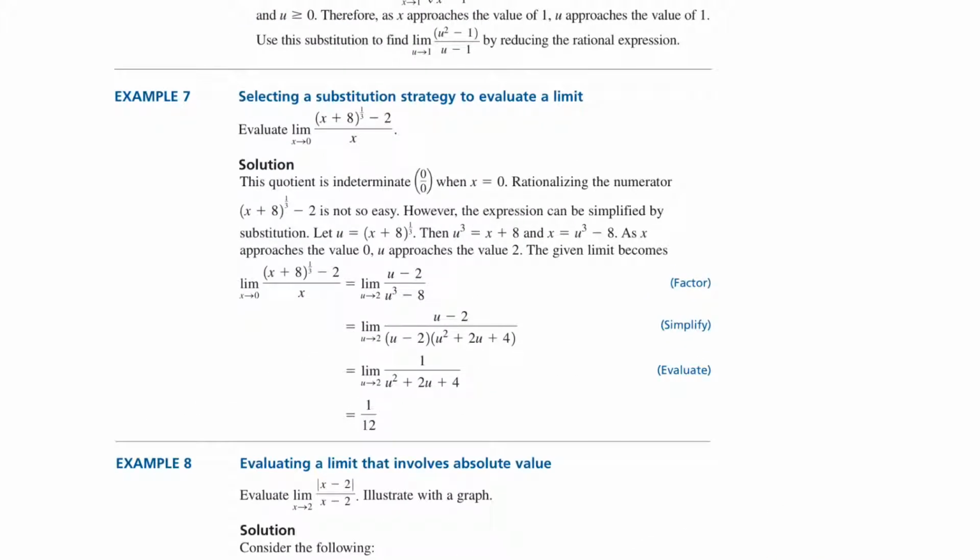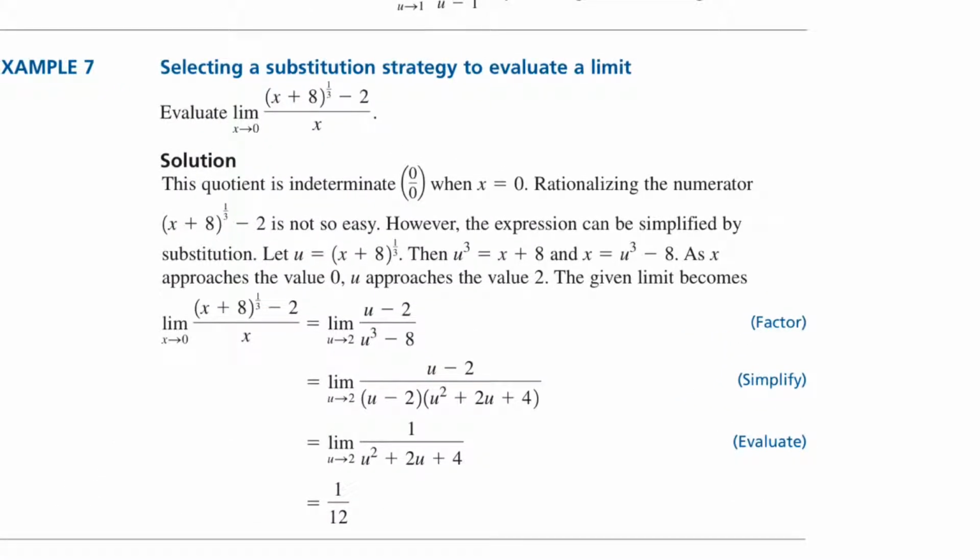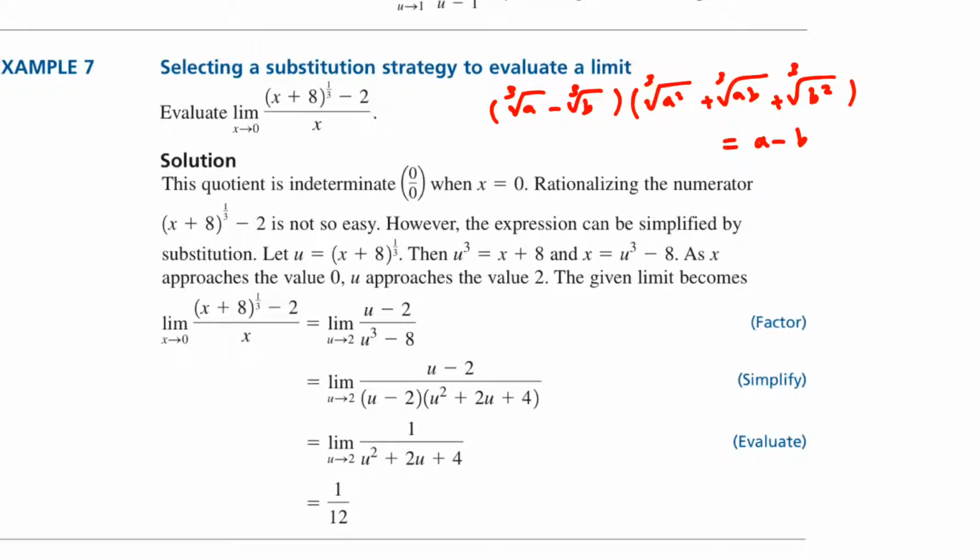Let's find the limit of ((x plus 8) to the power of 1 over 3, minus 2) over x. We can rationalize the numerator of this fraction by using the fact that (cube root of a minus cube root of b) times (cube root of a squared plus cube root of ab plus cube root of b squared) equals a minus b.